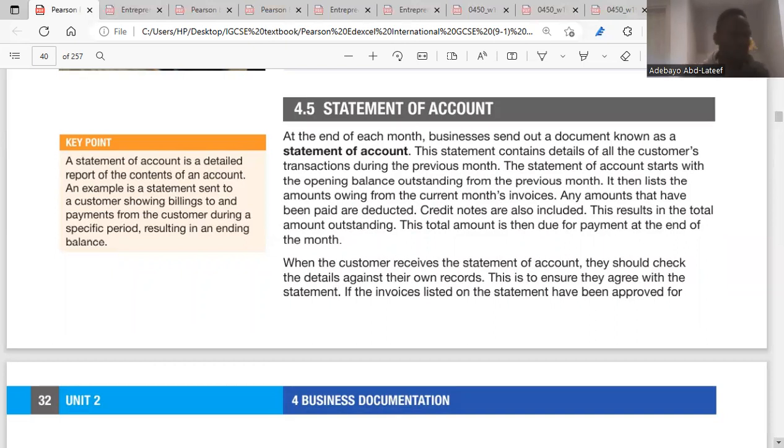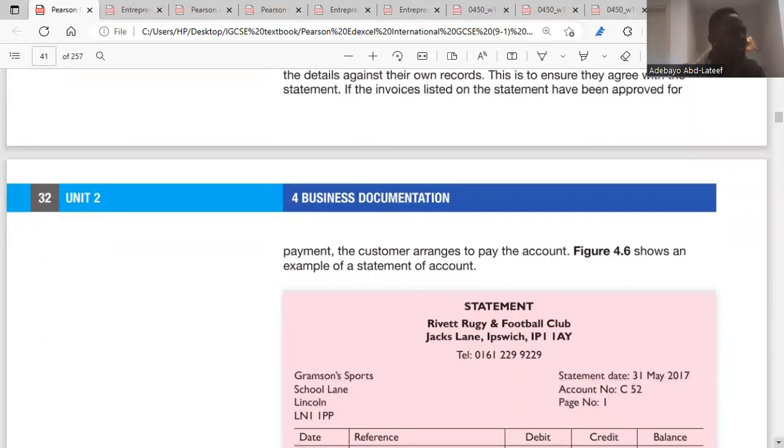So it will come with a credit note because most of the time, maybe the customer has returned certain goods to you. So you have to deduct it from the statement of account. So you attach the statement of account with the credit note. Is it clear? Are you with me, please? Yes. Okay.